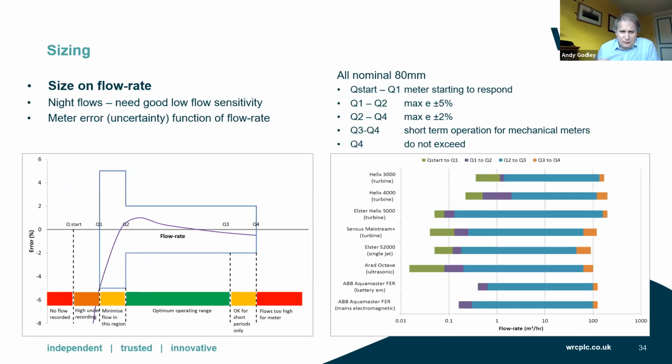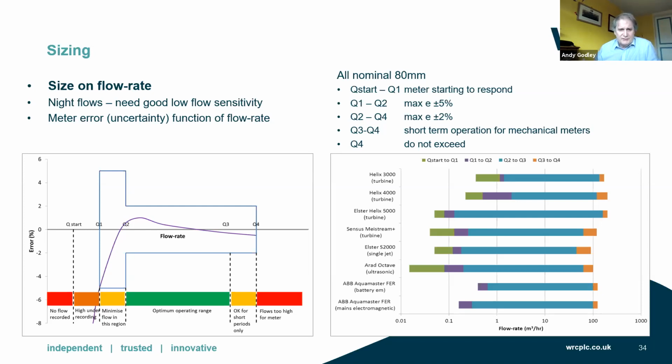I talked about optimizing performance, and there are various factors that we need to be aware of to optimize that performance. One is the size of the meter. So we need to size the meter accurately in terms of the flow rates we're looking at through that particular DMA. We've mentioned the importance of night flows in being able to detect the leakage, and the night flow allowance that Stuart mentioned. So we need good low flow sensitivity.